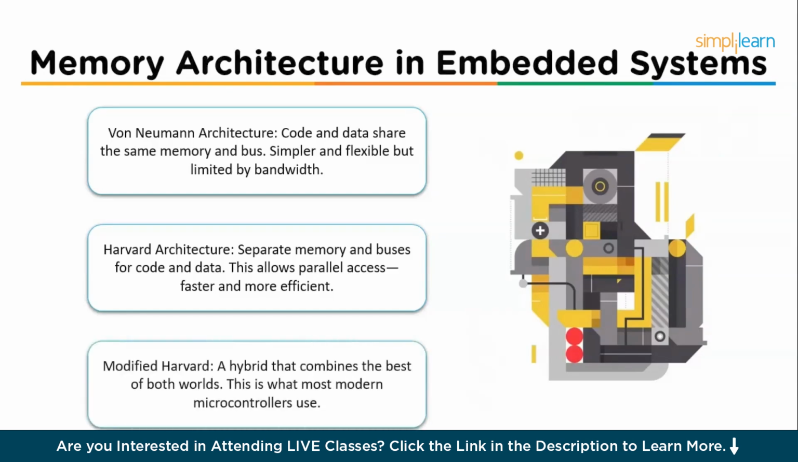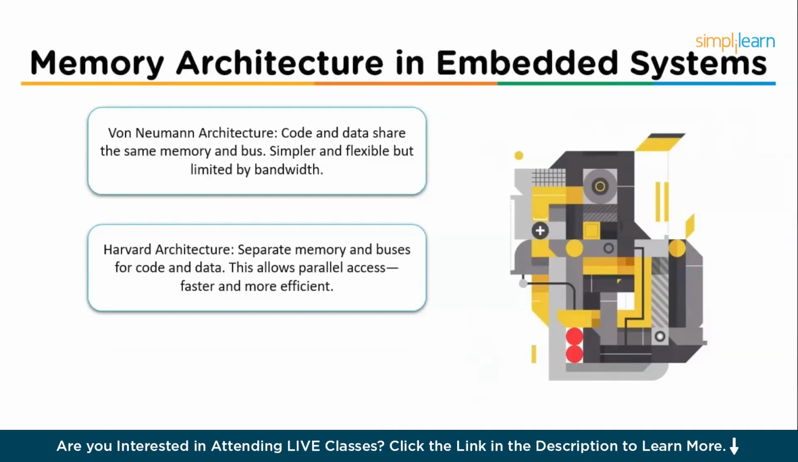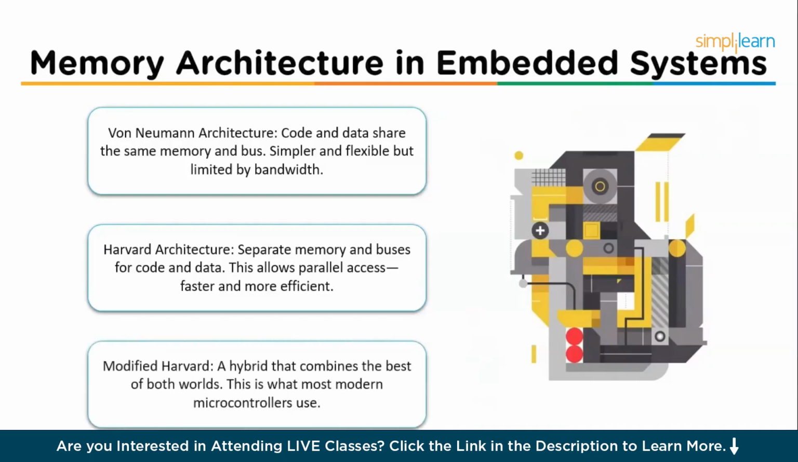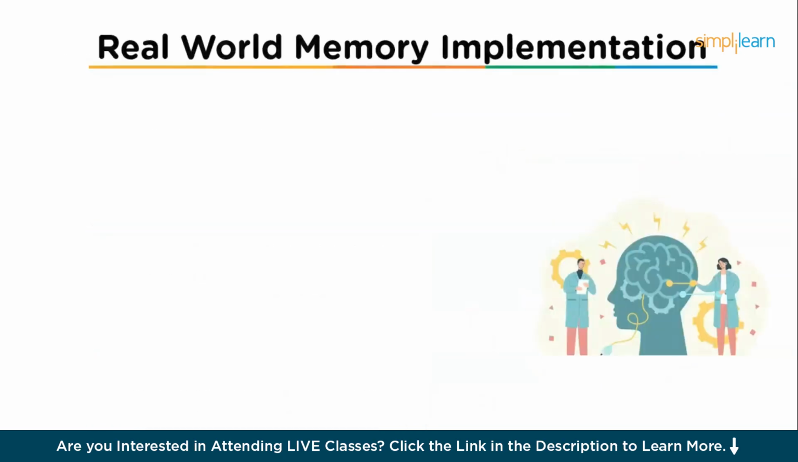Then we have modified Harvard, a hybrid that combines the best of both worlds. This is what most modern microcontrollers use. So a von Neumann system is like a single lane road shared by cars and bikes. It can get crowded. And Harvard is two separate lanes, one for cars and one for bikes. No slowdowns. So let's now move on and see the real world memory implementation.